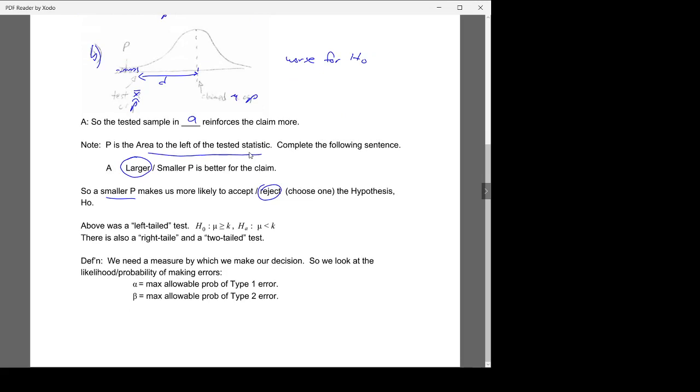And that above here was a left-tailed test. And there's also a right tail. There's no E on the end there. And a two-tailed test.